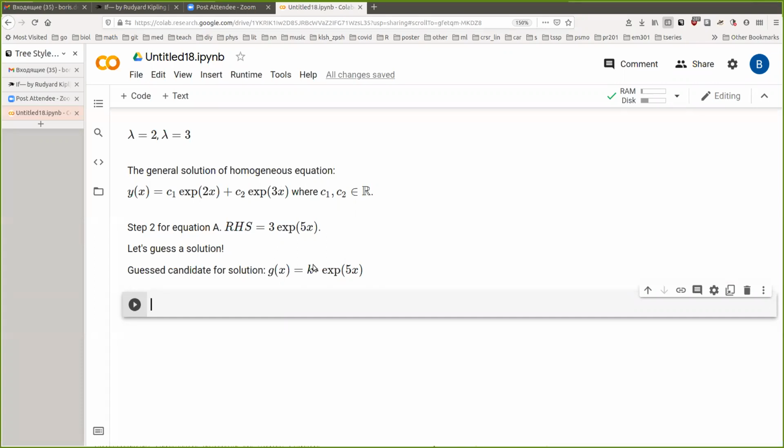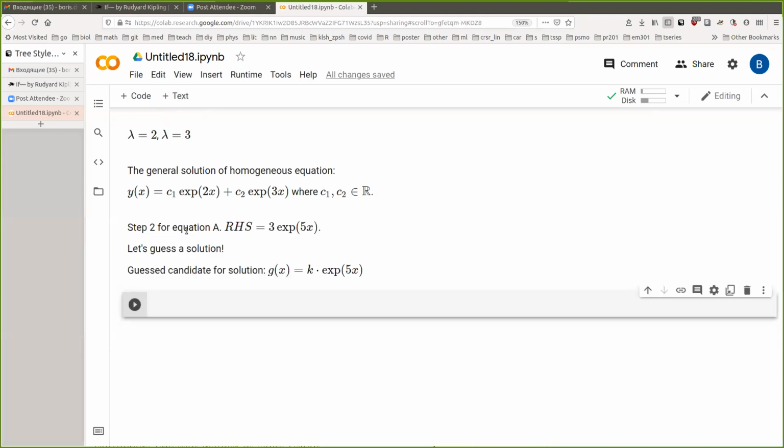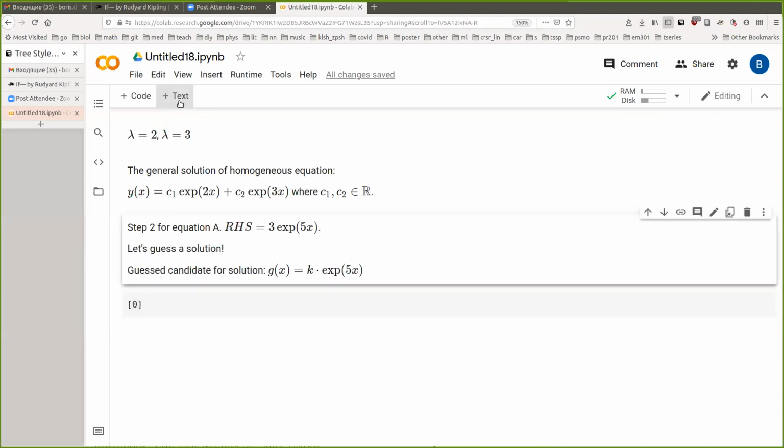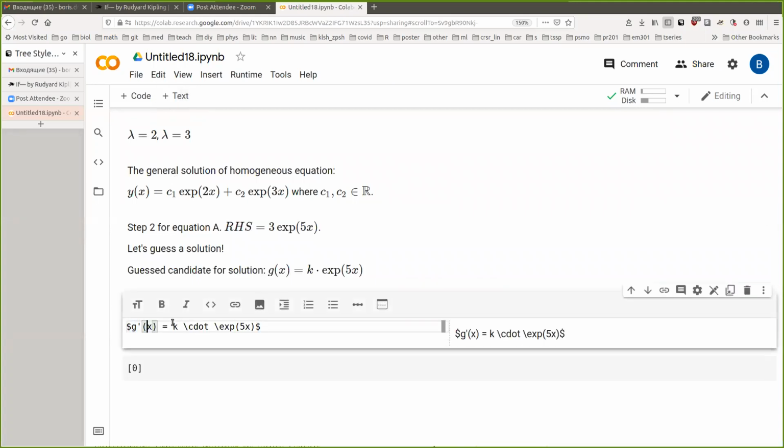So if we have a guess, we immediately see that g prime of x is equal to what? What should I add before k?